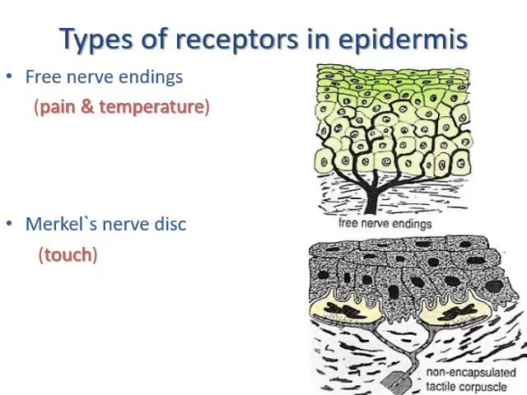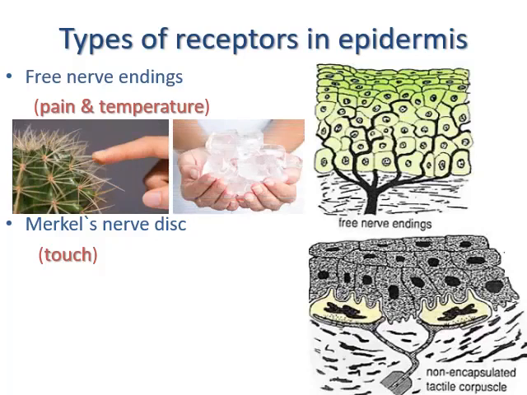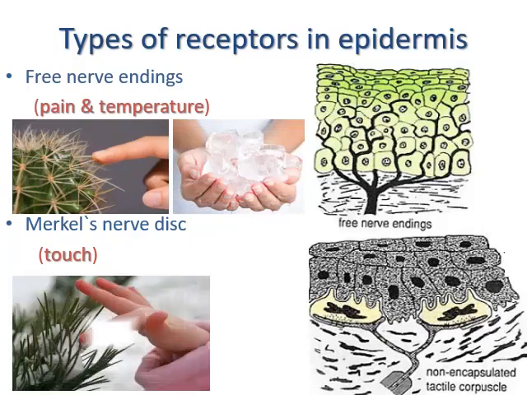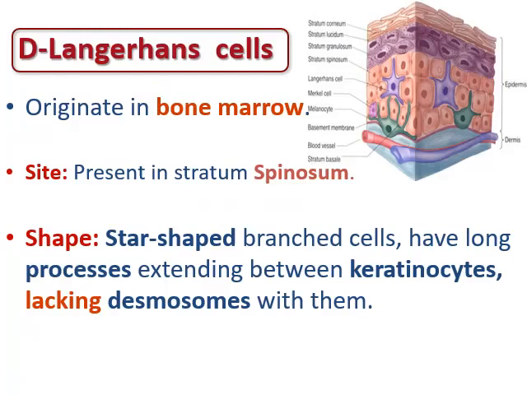So, what are the receptors present in the epidermis? We have two types of receptors: either the free nerve endings, which are responsible for pain and temperature, and the second one is the Merkel nerve disc, which is responsible for touch or fine touch sensation. The third non-keratinocyte cell is the Langerhans cell, which originates from the bone marrow.